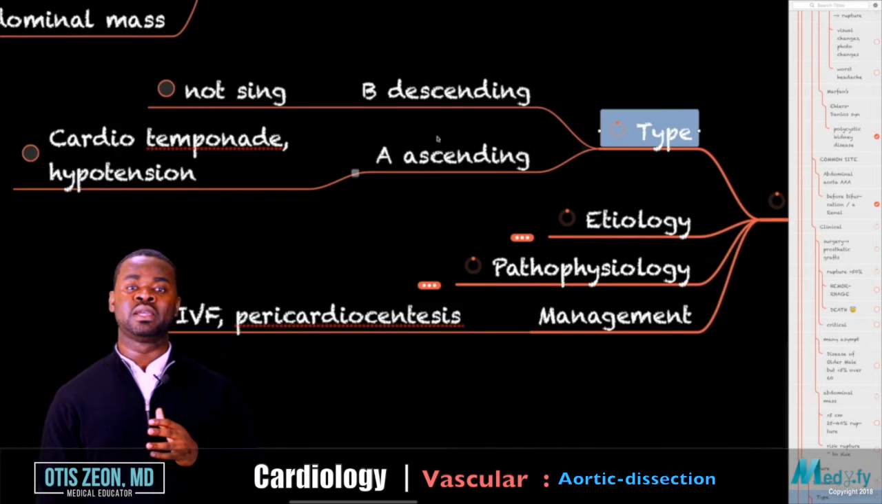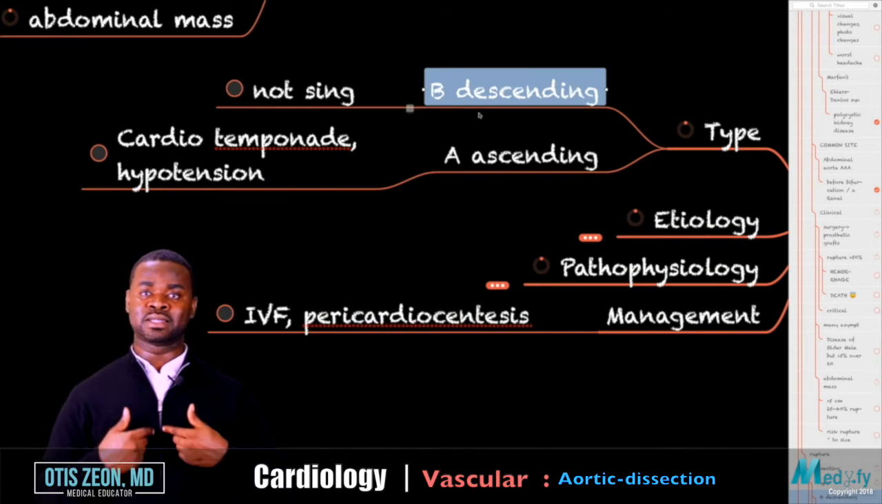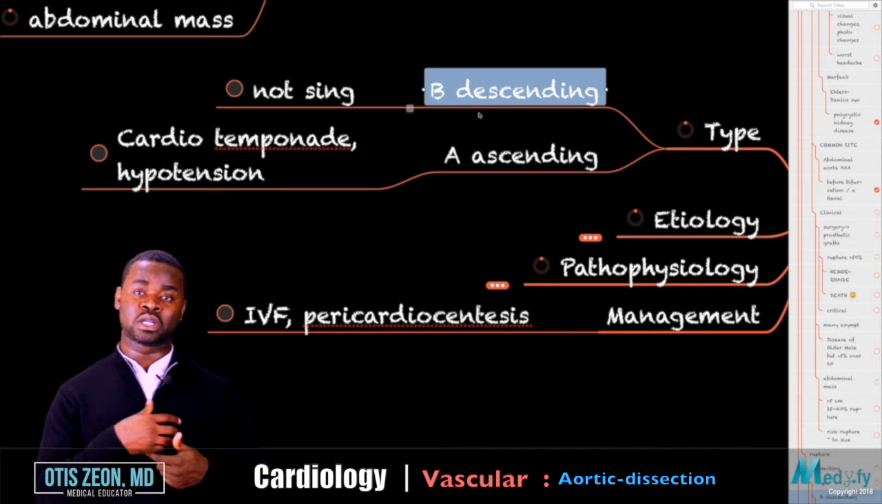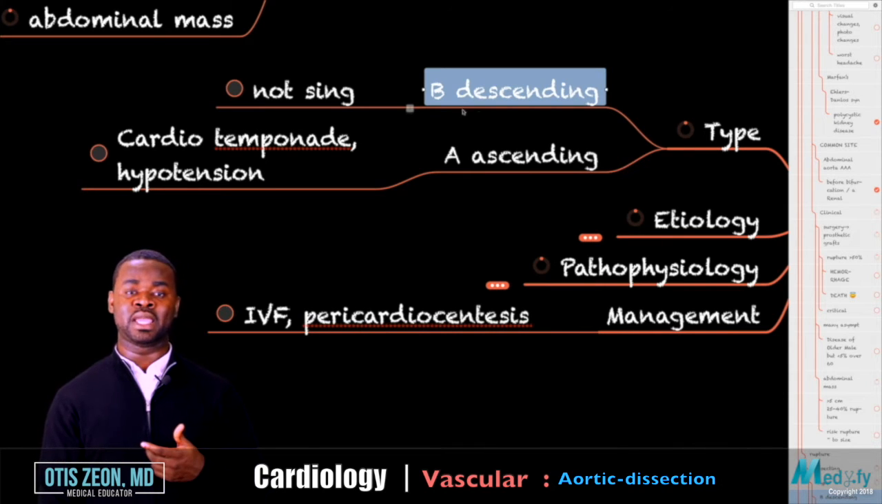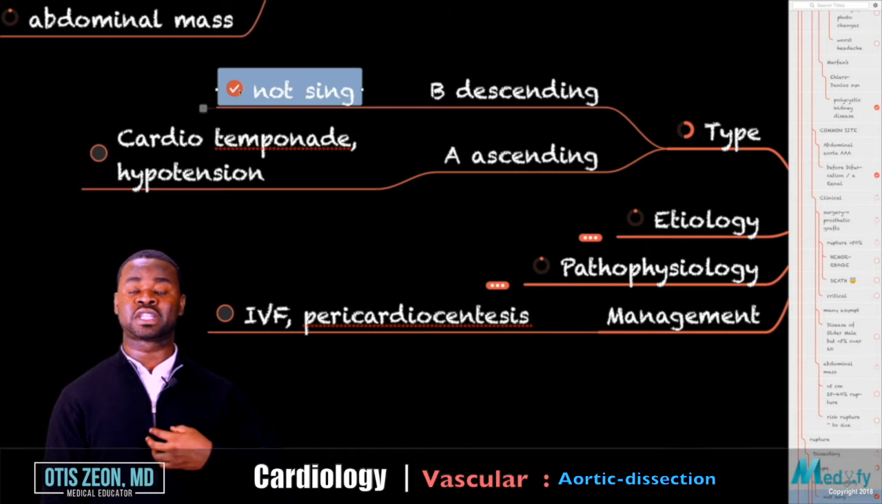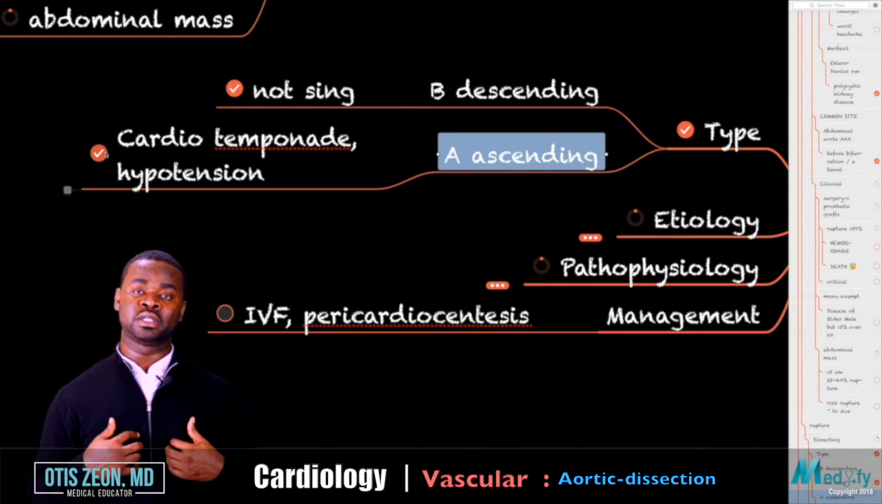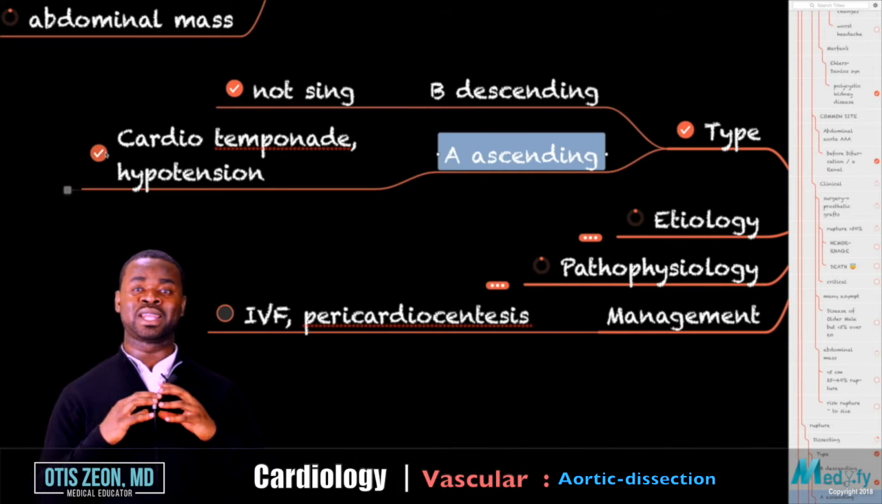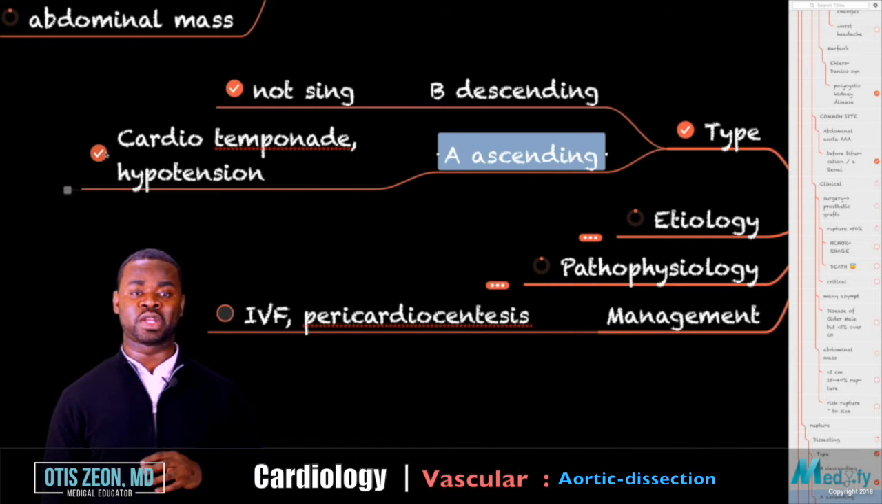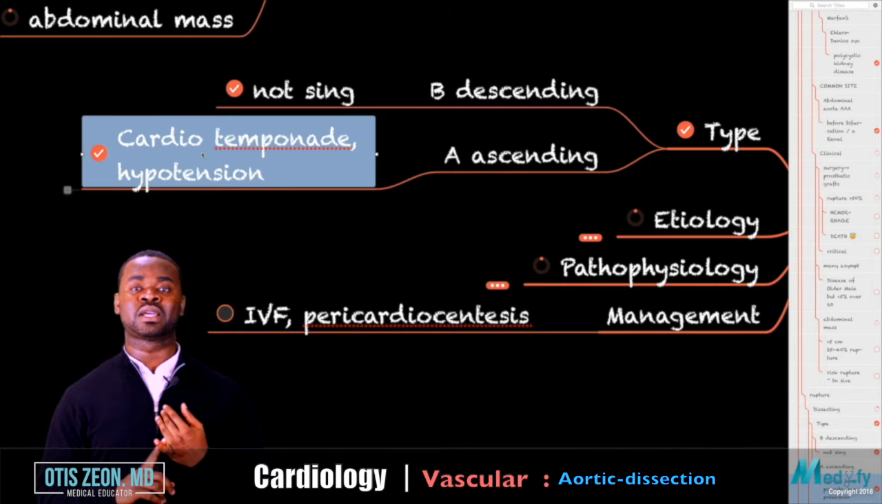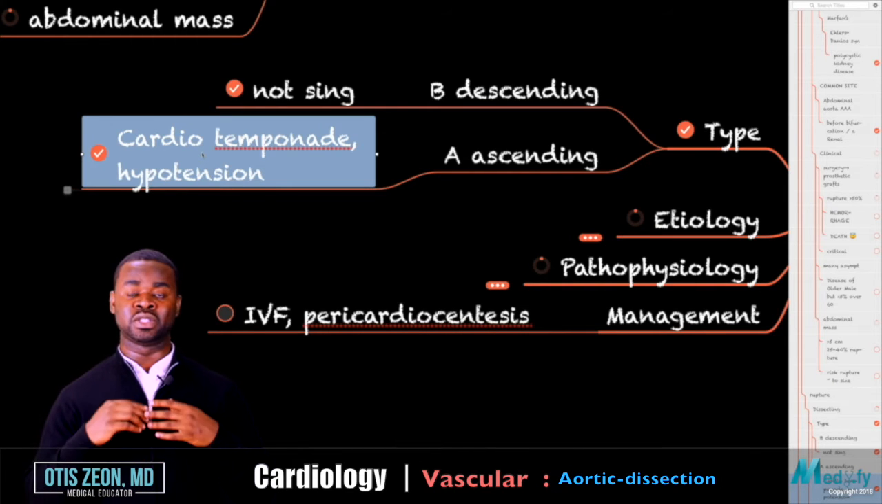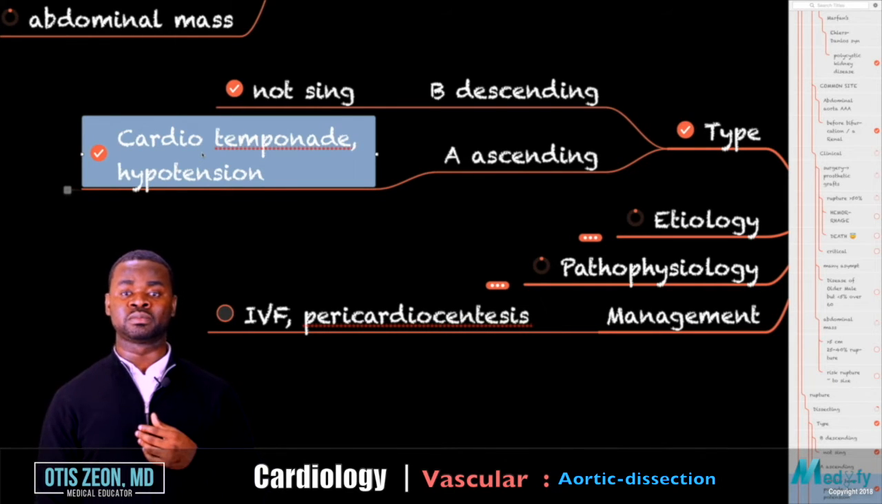There's type A and type B. Type B has to do with the descending dissection, which essentially we're talking about the descending aorta, and type A has to do with the ascending aorta, which is just fresh coming out of the heart. So if there's a dissection happening there, the blood can regurgitate back to the heart, and that frequently will get into the pericardial sac, and that can lead to pericardial tamponade. And of course, tamponade will present with signs and symptoms of hypotension and muffled heart sound and JVD.